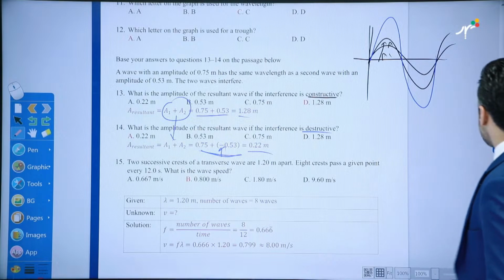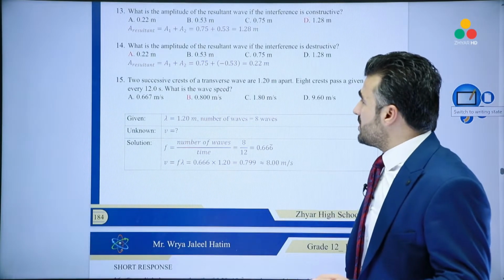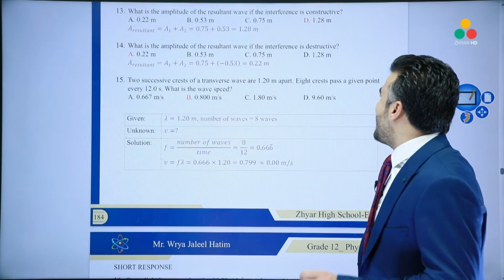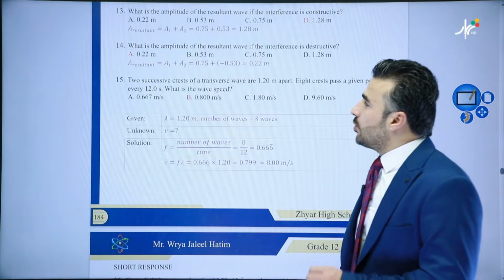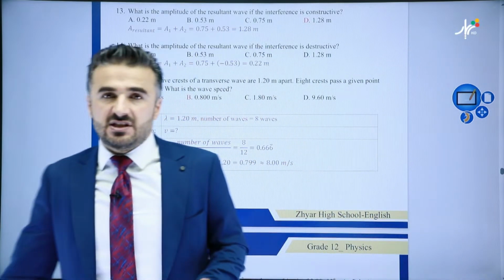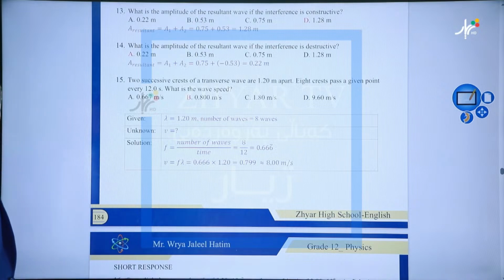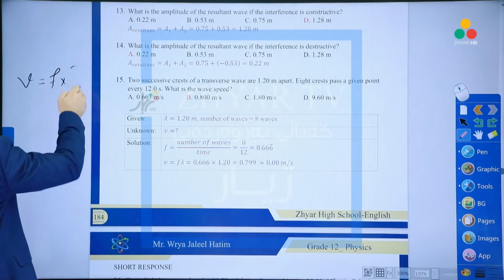Okay, now for question 15 here, it says two successive crests of a transverse wave are 1.2 meter apart. 8 crests pass a given point every 12 seconds, what is the wave speed? Remember, in order to find wave speed, what information do you need? Wave speed equals frequency times the wavelength.